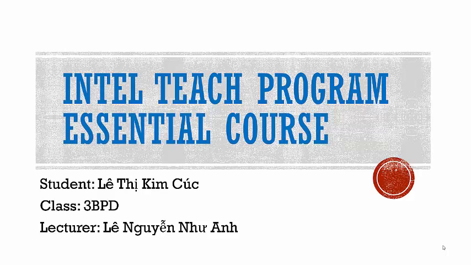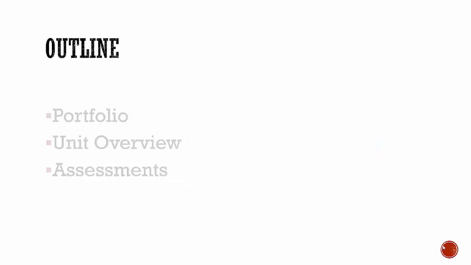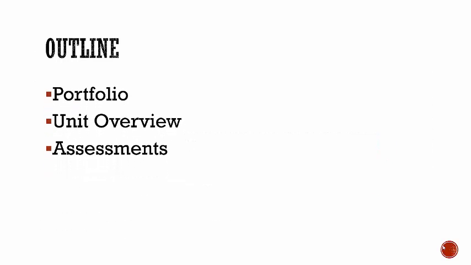Today I'm going to present to you my unit plan for Unit 2, Leisure and Pleasure, in Complete FC book. Here's my outline. I will introduce briefly about my portfolio first, then I will move on to the unit overview and then the assessments. For the portfolio, I have here 5 folders: assessments, student samples, student support, teacher support, and unit plan.